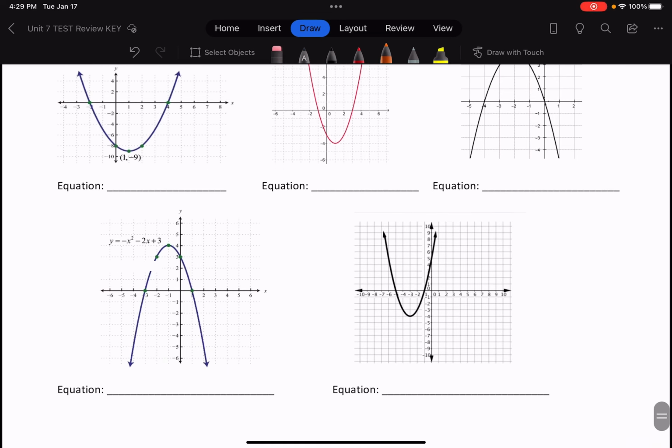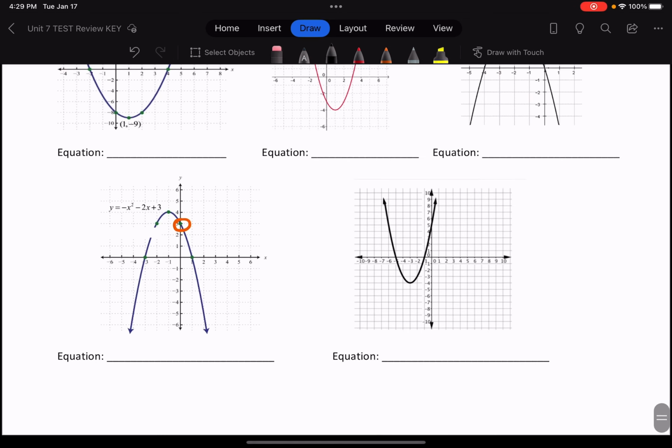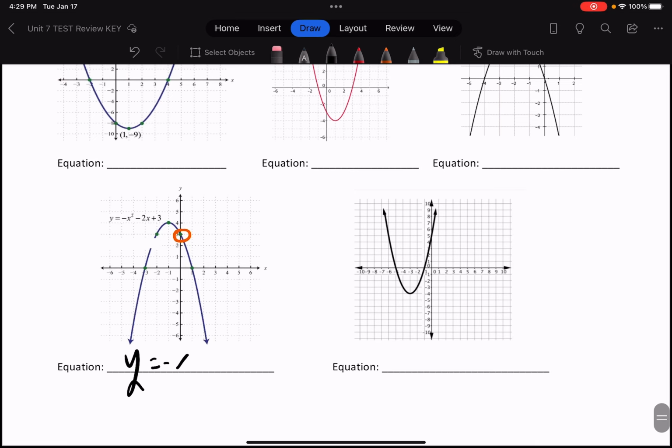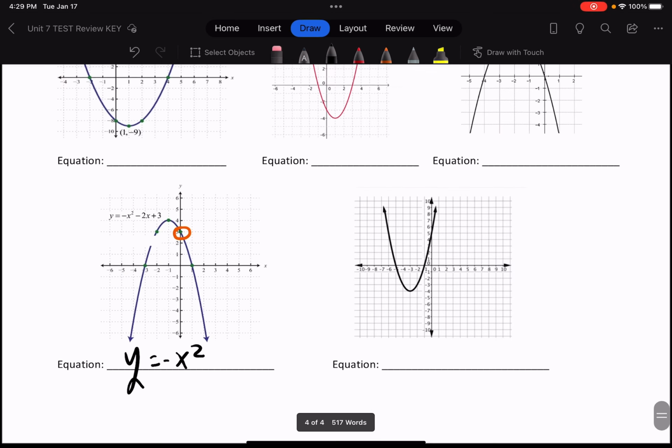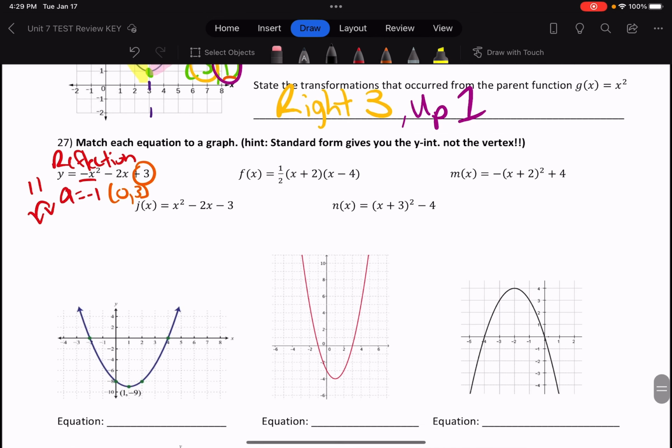The only one that I see like that is this bottom equation here, because I have a y-intercept at 3 and my end behavior is going downwards. So I can go ahead and fill that in. So I've got y equals -x squared minus 2x plus 3. So we've utilized that first equation.